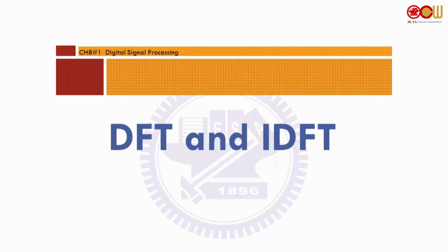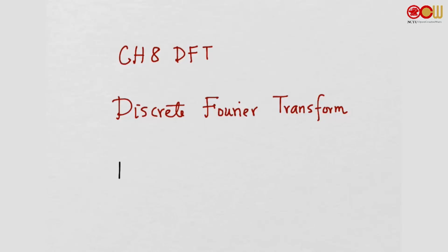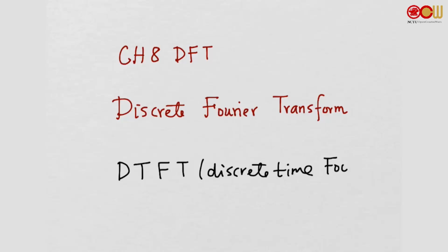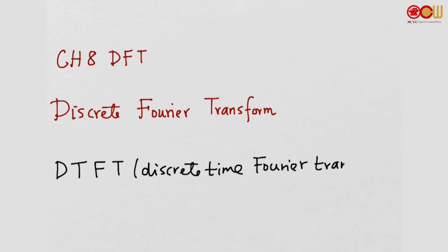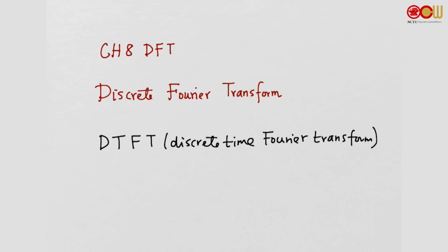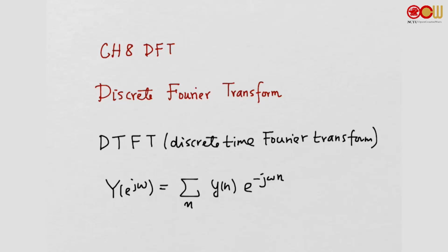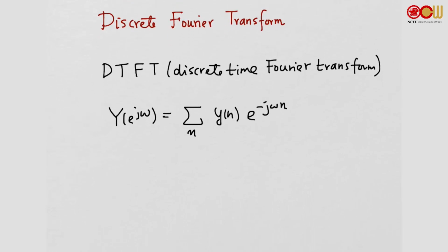Discrete Fourier transform. We have talked about the discrete time Fourier transform. With the discrete time Fourier transform, here's the definition: a summation over n. This is a discrete time Fourier transform, and we may plot it.